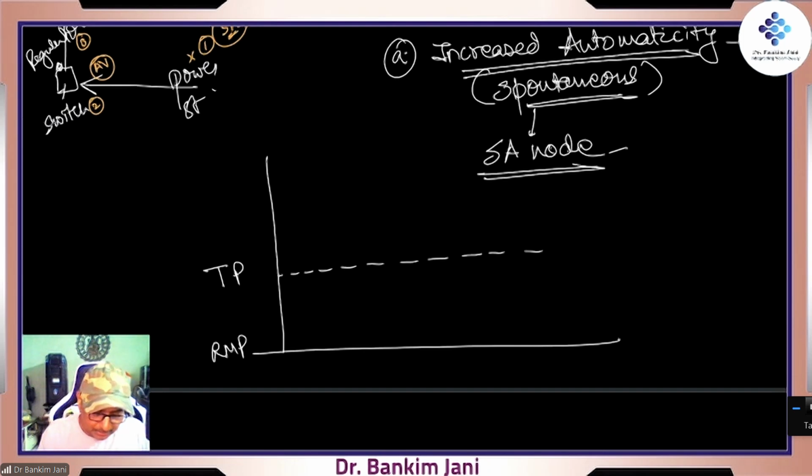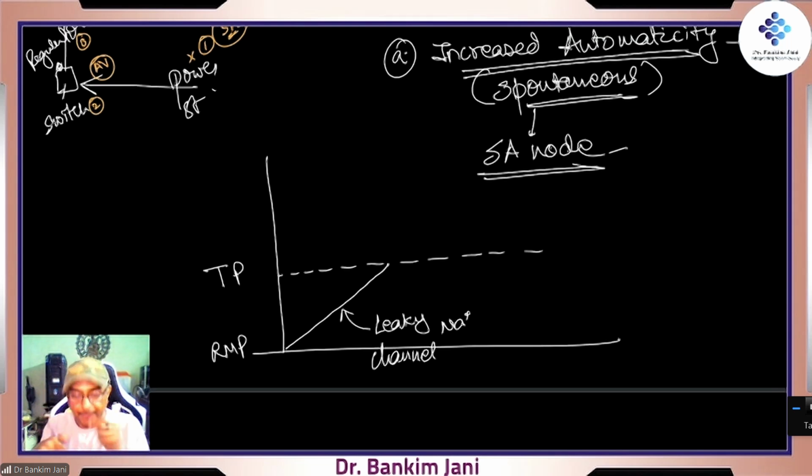So here comes the slow thing, right? What is this? Those leaky channels. What are these funny channels? Which type of channels were they? They were sodium channels, right? So here is a cell. We are talking about the SA node.